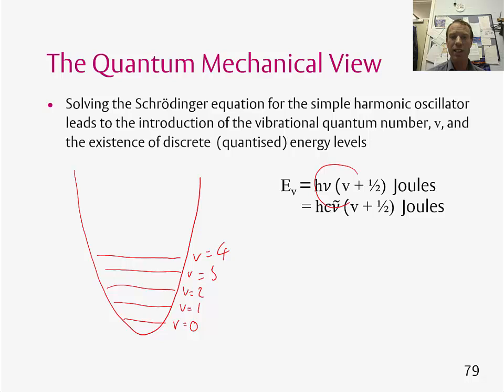One of the very interesting things that happens when you solve the Schrödinger equation for a simple harmonic oscillator is you get so-called zero-point energy. Zero-point energy, often abbreviated to ZPE, is this energy gap here.